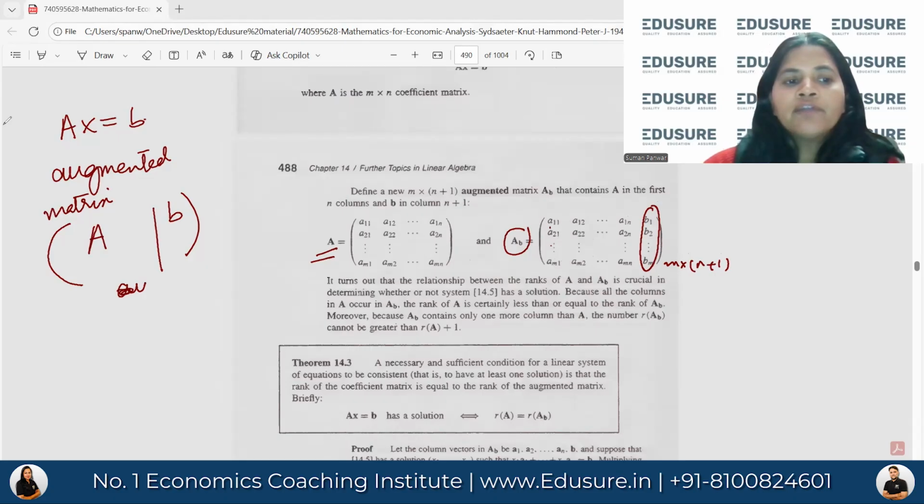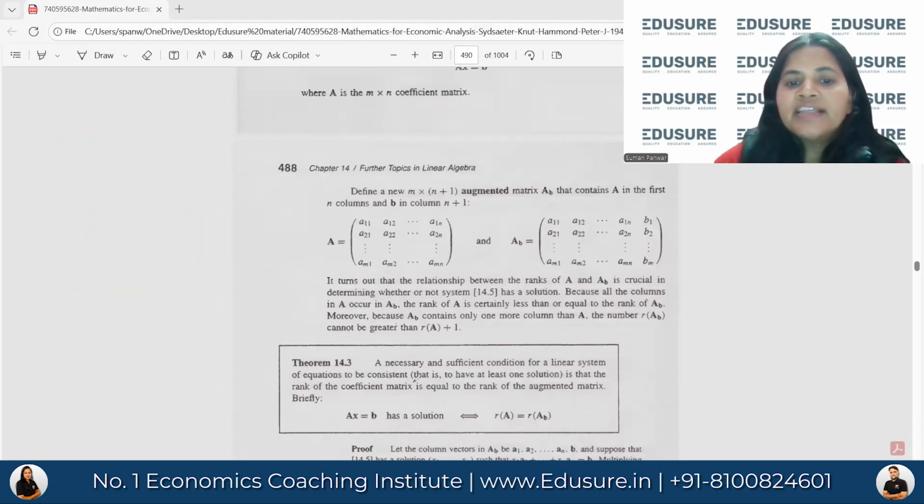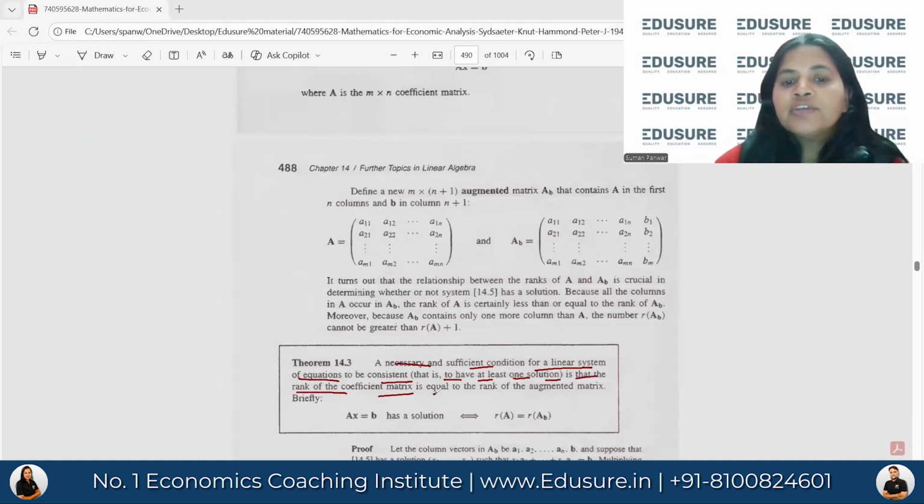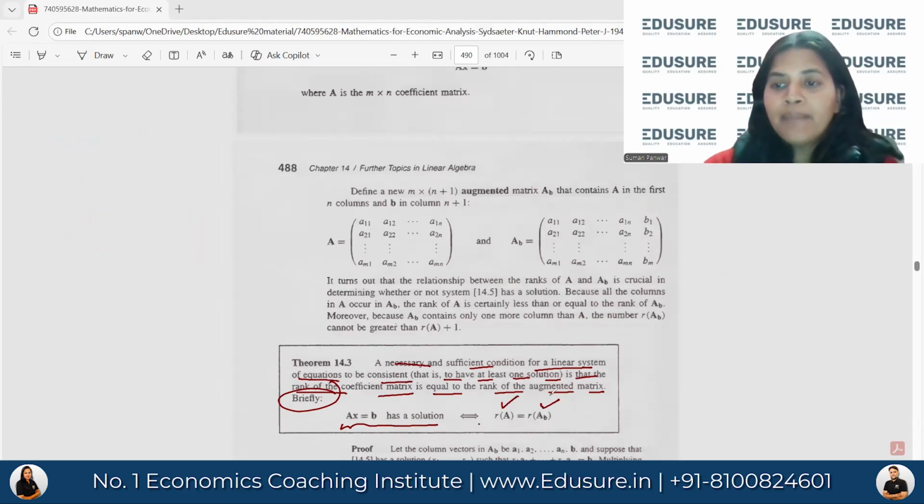Now we have a wonderful result which says that the necessary and sufficient condition for a linear system of equations to be consistent, that is, to have at least one solution, is that the rank of the coefficient matrix is equal to the rank of the augmented matrix. That is, Ax equals B has a solution if and only if the rank of the coefficient matrix is equal to the rank of the augmented matrix.